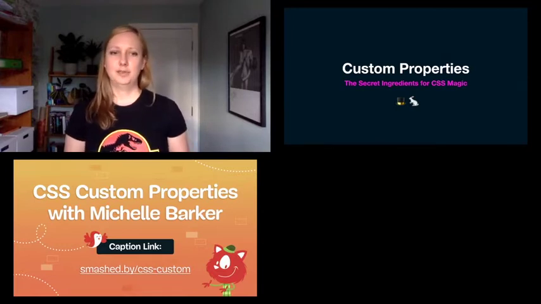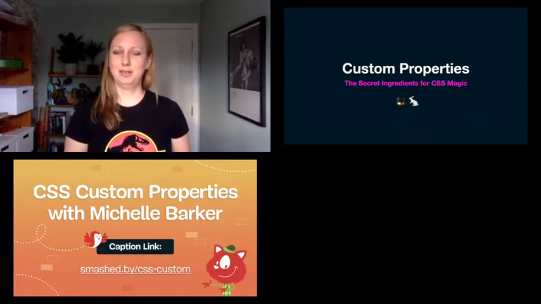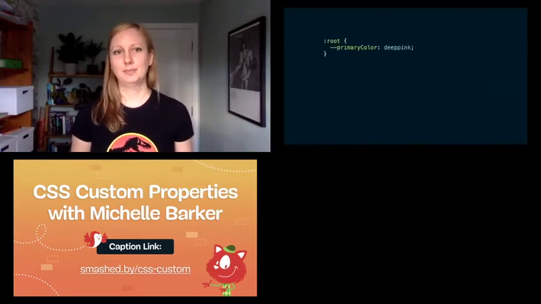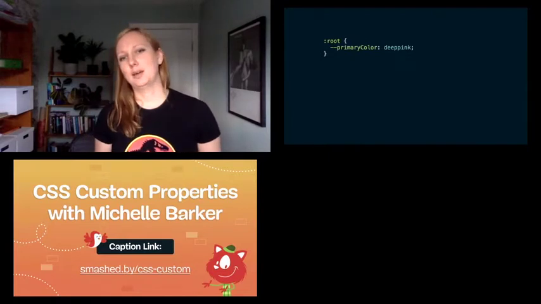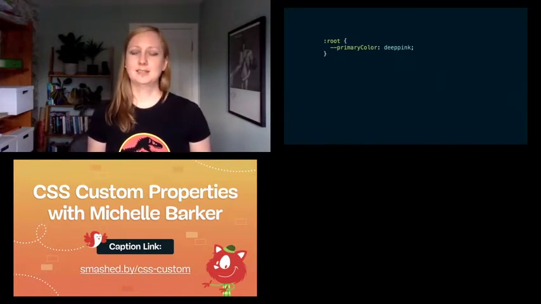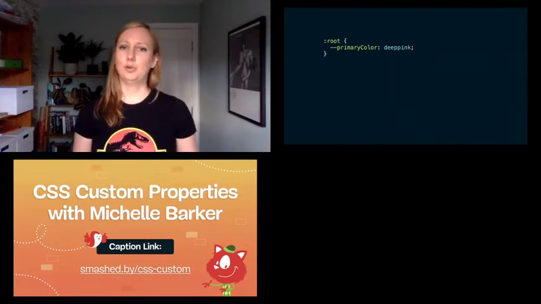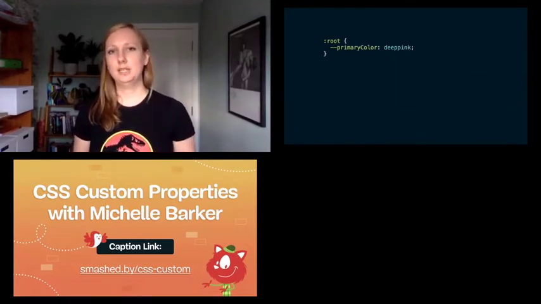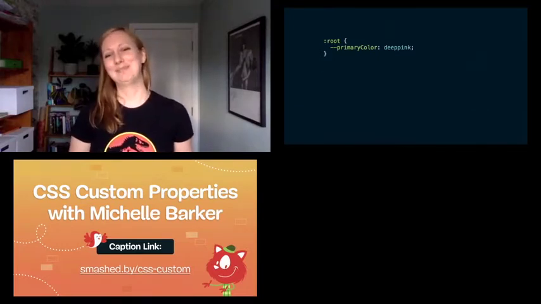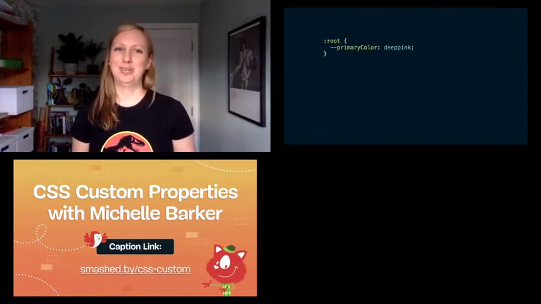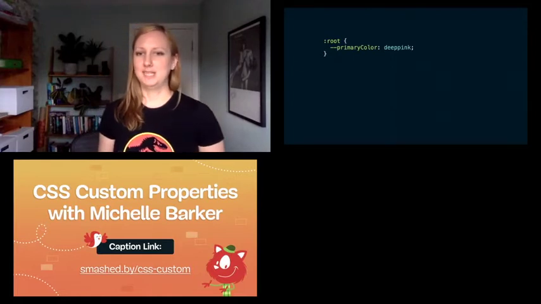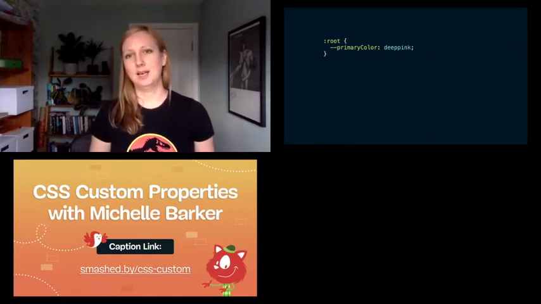You may have heard of custom properties referred to as CSS variables because they allow you to store values for reuse in your style sheets. If you're not too familiar with them, this is a quick recap of the syntax. Here we're defining a custom property or variable called primary color on the root element, which is the equivalent to the HTML element, but with higher specificity, making it a global variable that we can use anywhere in our style sheet. And the value of our custom property is deep pink, a CSS named color.